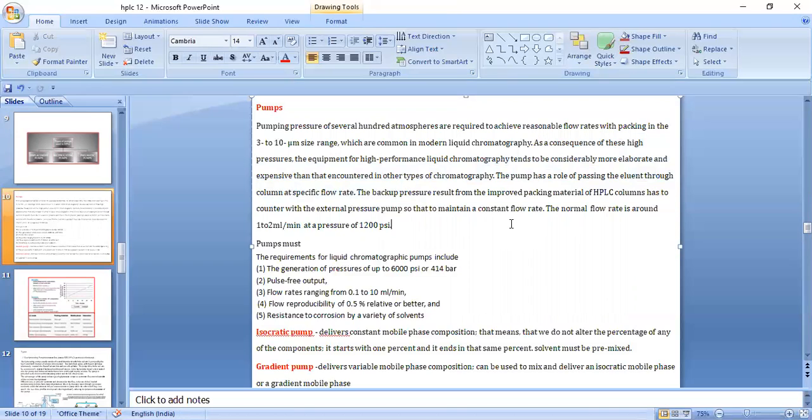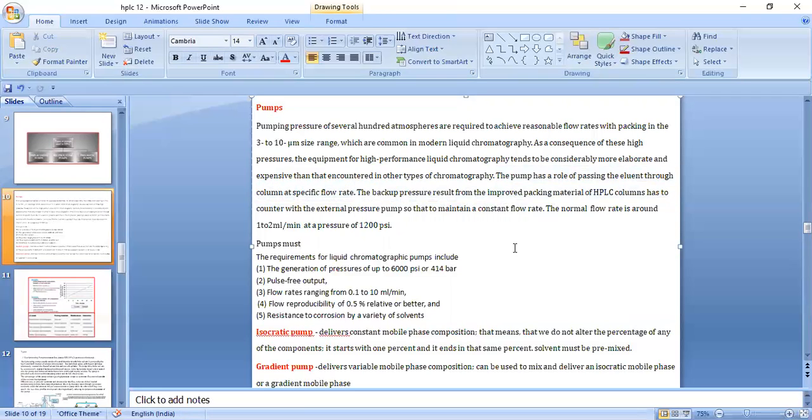Because we have to work under high pressure, the column should be very stable to that pressure, and the tubing should be very stable to that pressure. Every part that is used in HPLC should bear the pressure that is provided by the pumping system. That is why an HPLC system is more elaborate and costlier than that of the other types of chromatography. The pump has the role of passing the eluent through the column at a specific flow rate.